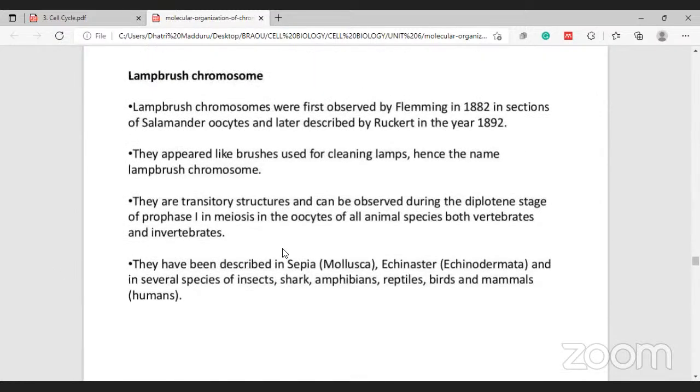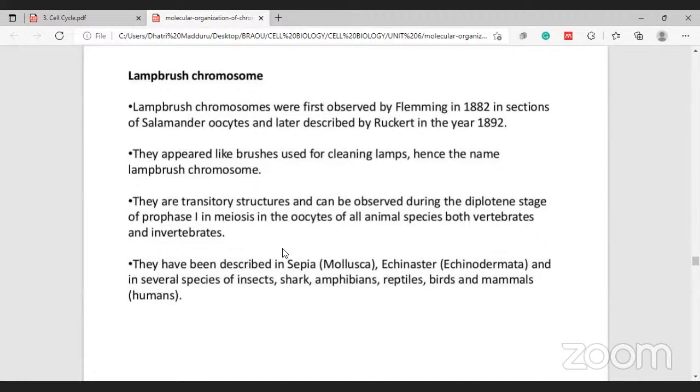The next is lampbrush chromosomes. This is because they appear brush shaped. In olden days we used to have lamps for study purposes, and there were small brushes used to clean these lamps. These chromosomes appear in that shape, therefore they got the name lampbrush chromosomes. This was first observed by Fleming in salamander oocytes and later described by Ruckert in 1892.